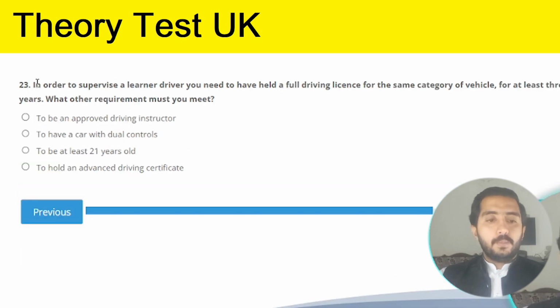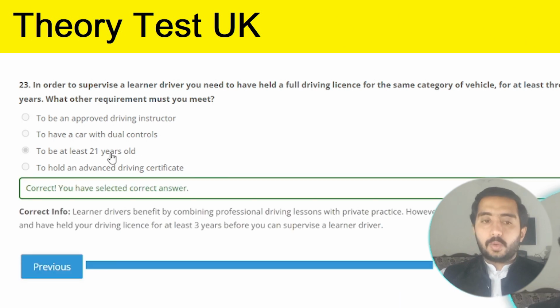Question 23. In order to supervise a learner driver, you need to have held a full driving license for the same category of vehicle for at least 3 years. What other requirements must you meet? The other requirement is to be at least 21 years old. Otherwise, the supervisor will not be allowed. Option C is the correct one.